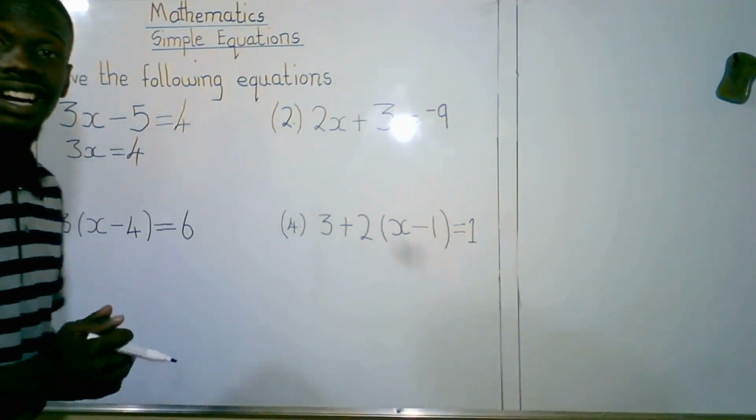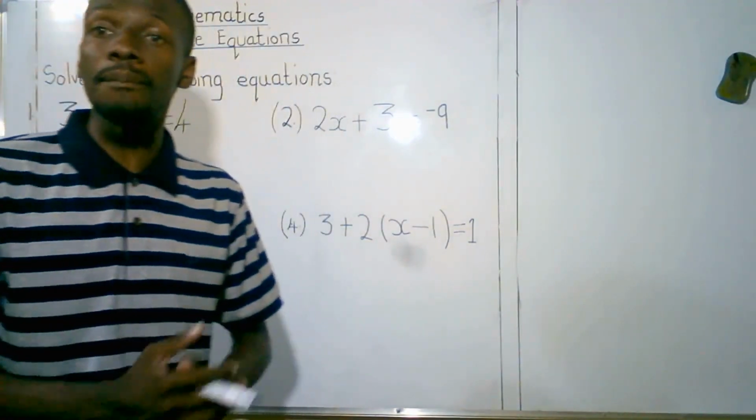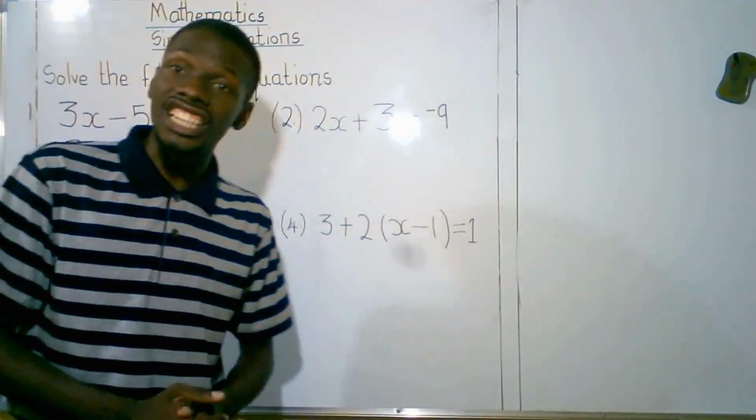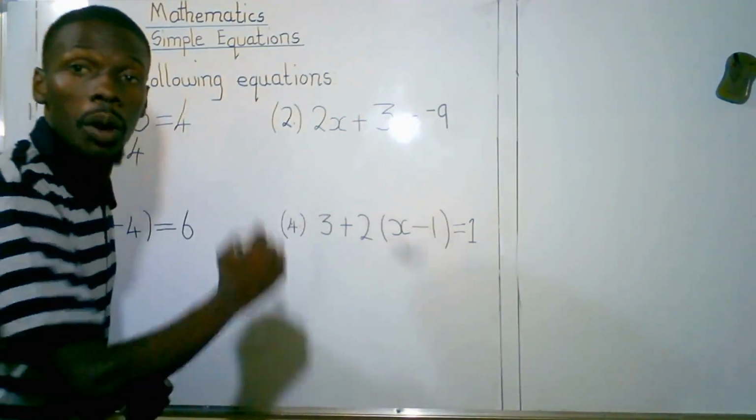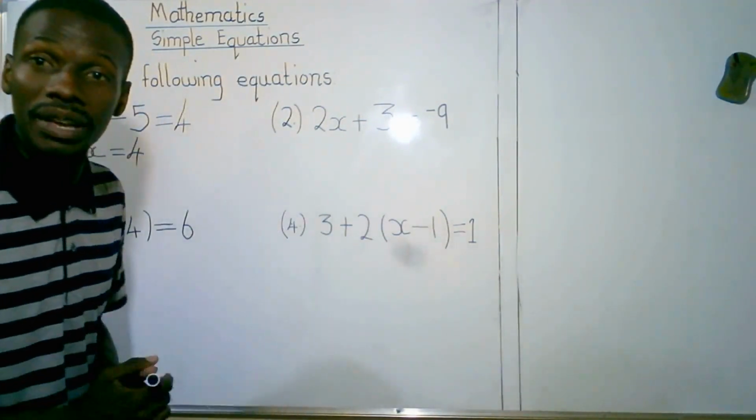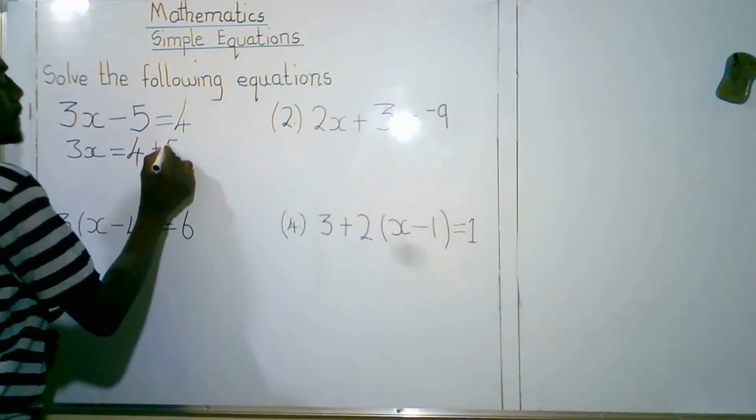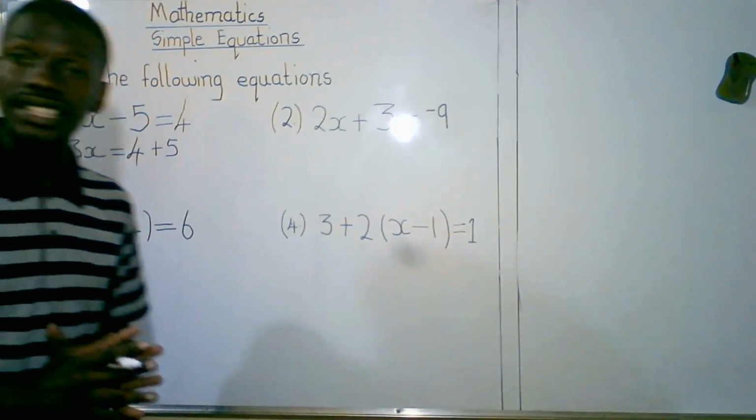Why? We are saying that when a number crosses the equal sign, it changes its symbol. If it was a positive, it becomes a negative. If it was a negative, it becomes a positive. So 5 is a negative. When it crosses the equal sign, it's going to be a positive. Very good. We're going to say 3x is equal to 4 plus 5.